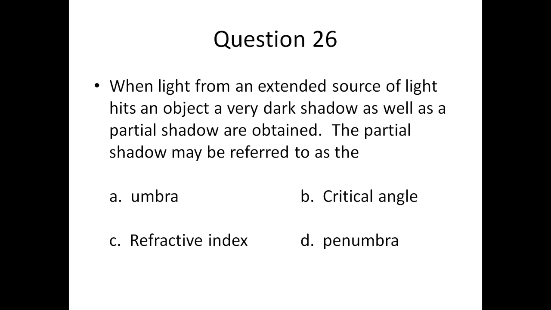Question 26. When light from an extended source of light hits an object, a very dark shadow as well as a partial shadow are obtained. The partial shadow may be referred to as the A, umbra, B, critical angle, C, refractive index, and D, penumbra.